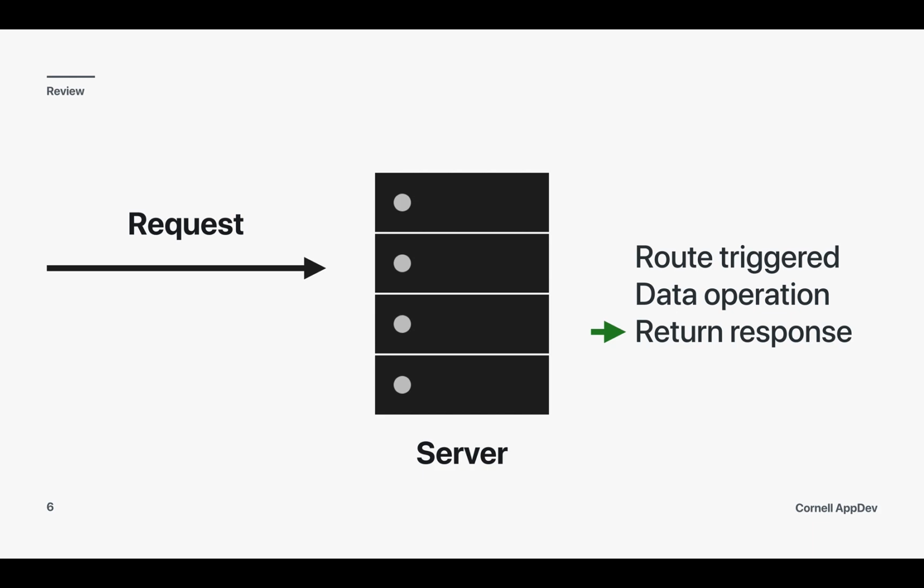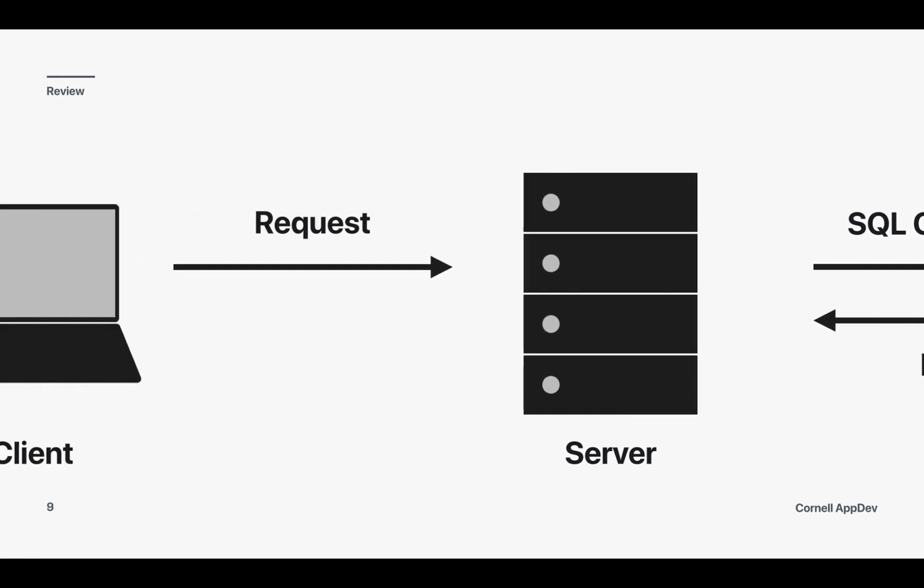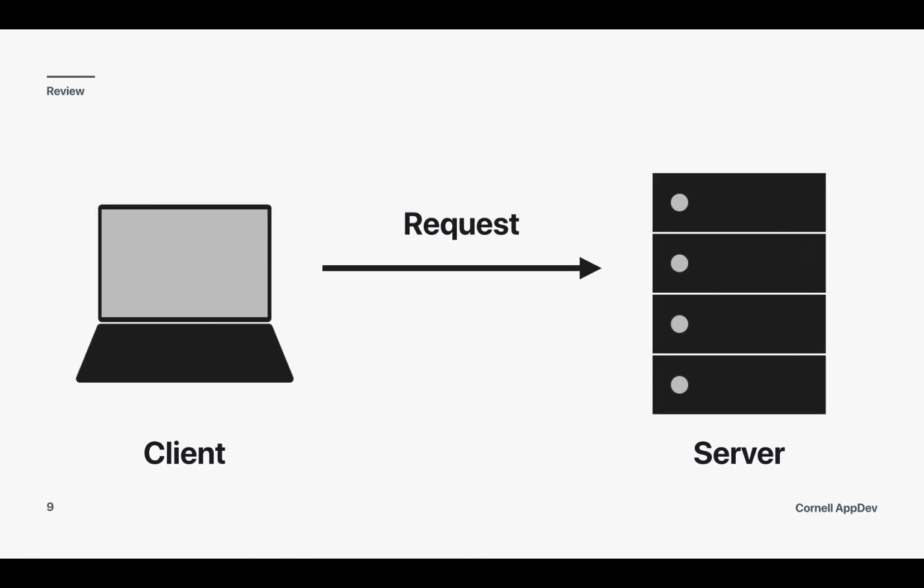What's changed now from last lecture is how we're handling the data operation, and we're introducing the notion of a database. So servers communicate with databases via SQL commands, and then the database will retrieve the data or update the data or whatnot and return that back to the server via SQL. For us, we'll be using the SQLite 3 Relational Database Management System along with its Python packages to execute these SQL commands in our Python code. After the server has received this data from the database, it can then return a response back to the client.